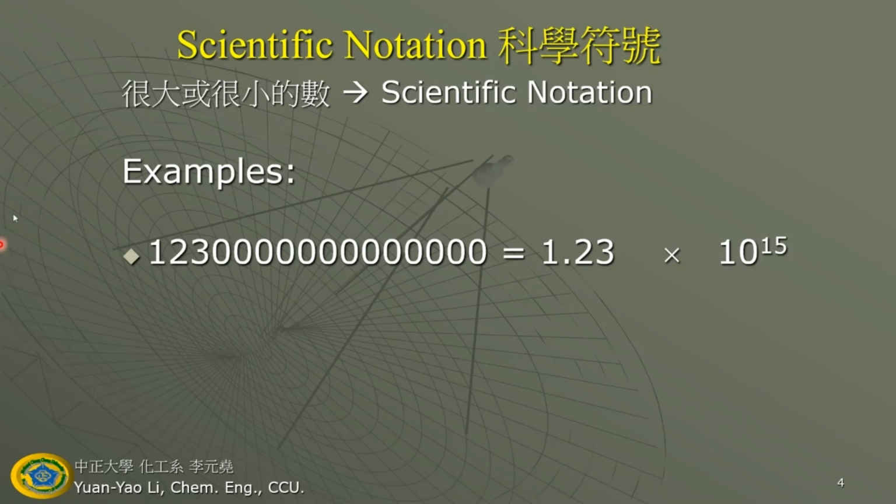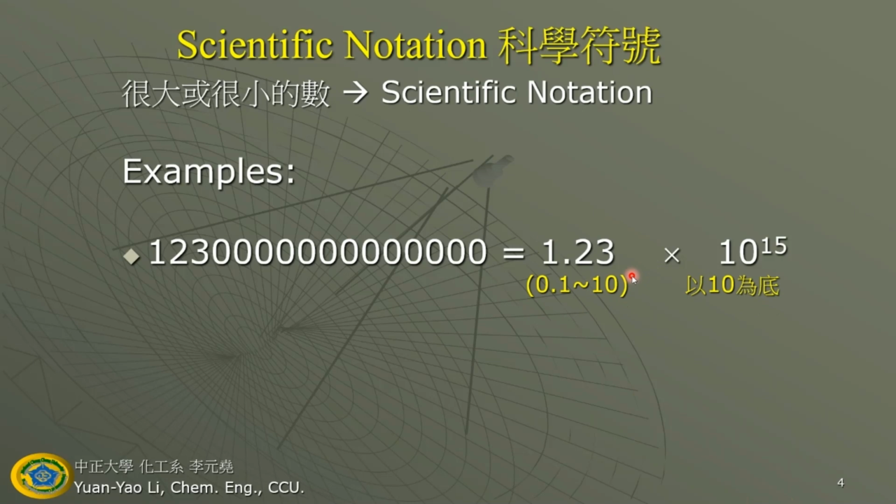This is the way to express this number: 1.23 times 10 to the 15th. This is easier compared to the other one, right? I'm sure you want to write it this way. This is called scientific notation. The definition is that this number needs to be between 0.1 and 10.